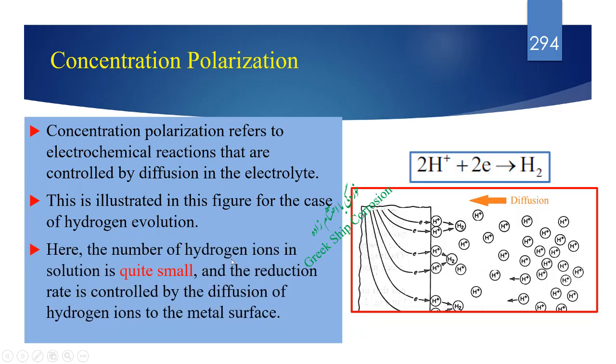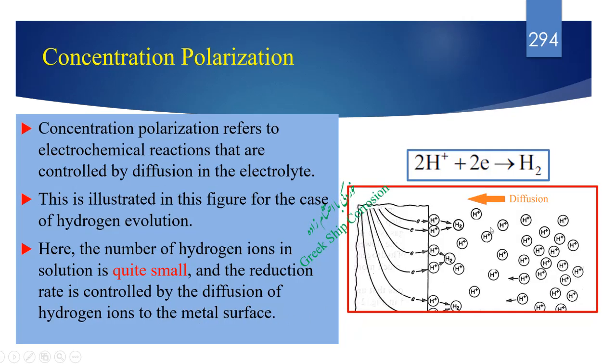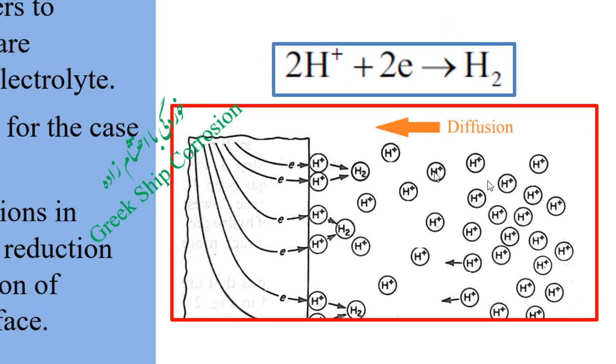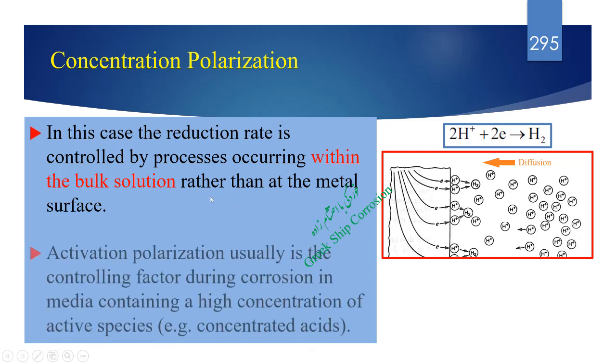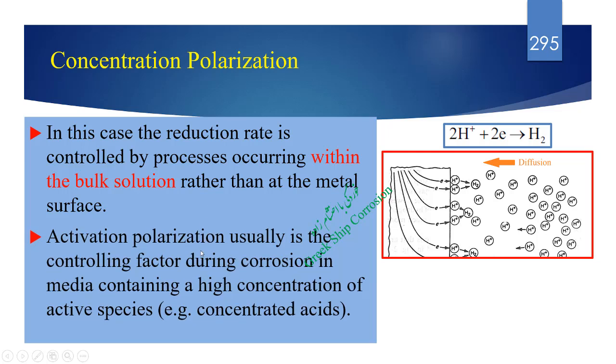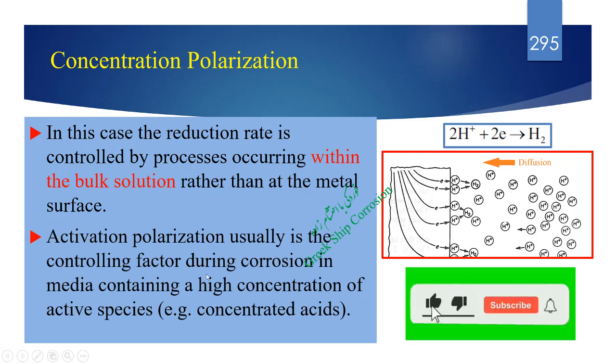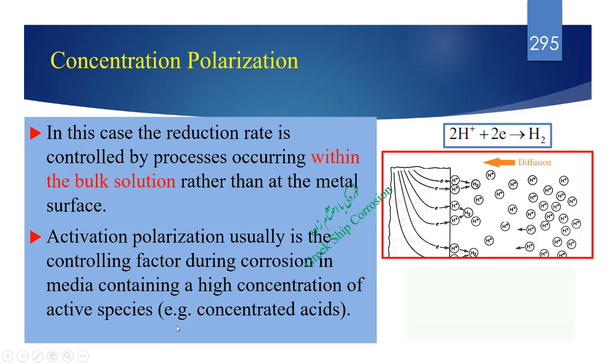Here, the number of hydrogen ions in solution is quite small, and the reduction rate is controlled by the diffusion of hydrogen ions to the metal surface. Diffusion of protons. In this case, the reduction rate is controlled by processes occurring within the bulk solution rather than at the metal surface. Activation polarization usually is the controlling factor during corrosion in media containing a high concentration of active species, for example, concentrated acids.